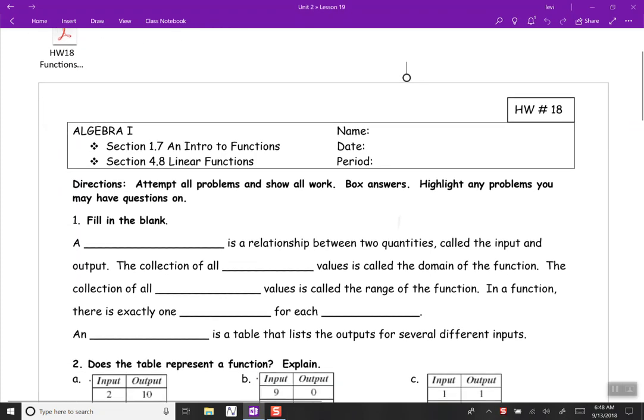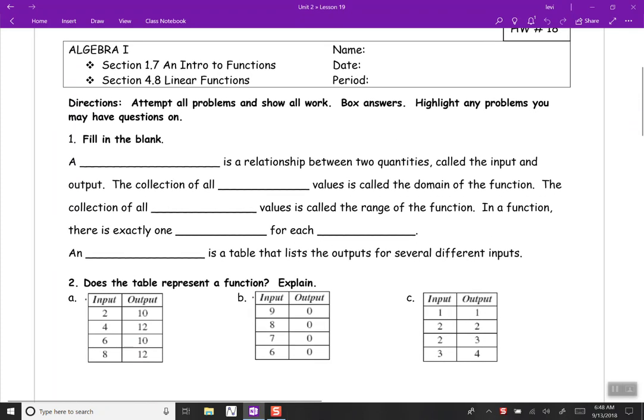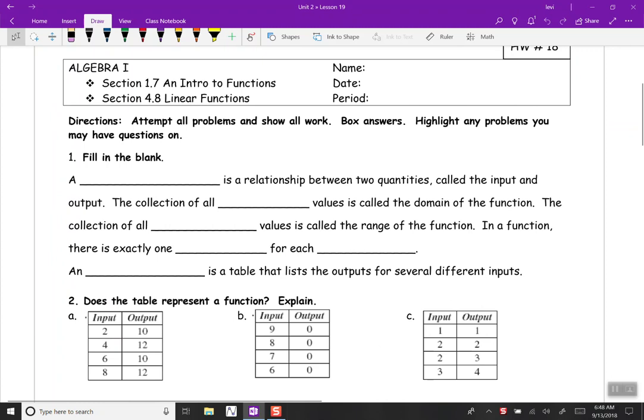This is homework 18. On the blank, a function is a relationship between two quantities called the input and output. The collection of all input values is called the domain of the function. The collection of all output values is called the range of the function.